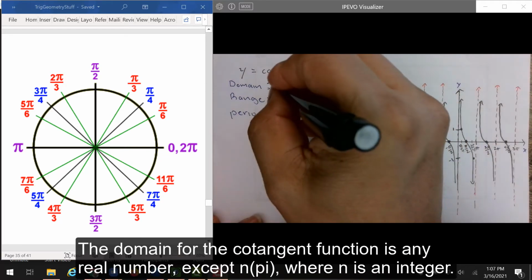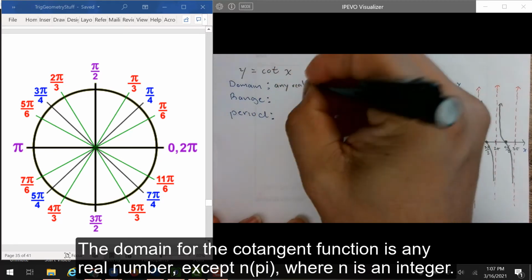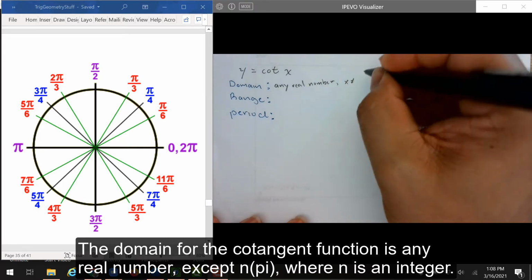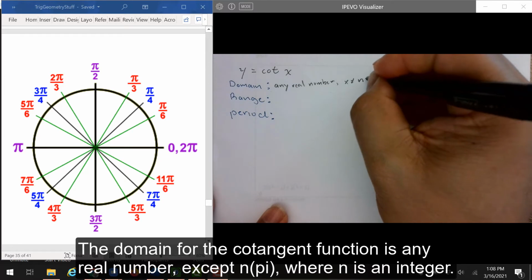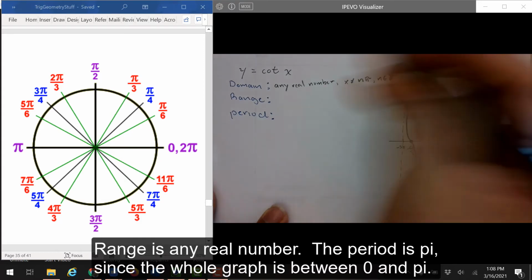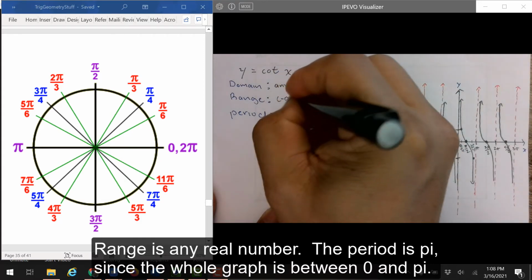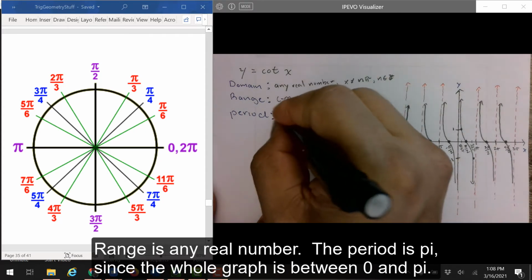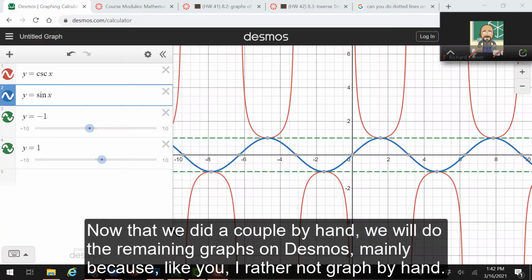The domain for the cotangent function is any real number except n times pi, where n is an integer. Range is any real number. The period is pi, since the whole graph is between 0 and pi. Now that we did a couple by hand, we will do the remaining graphs on Desmos. Mainly because, like you, I'd rather not graph by hand.